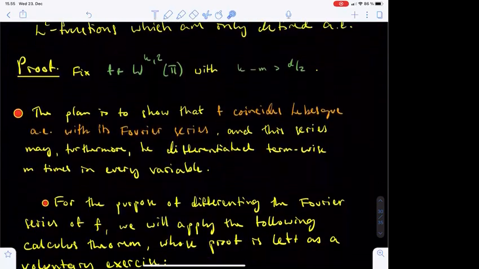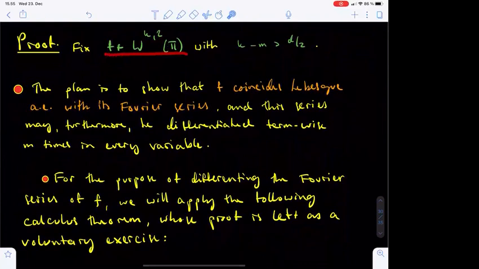To prove the Sobolev embedding theorem, fix a function f in the Sobolev space W^{k,2} of T^d, where k minus m is bigger than d divided by 2 as we assumed. The plan is simply to show that f coincides Lebesgue almost everywhere with its Fourier series, and then argue that this Fourier series defines an m times continuously differentiable function.